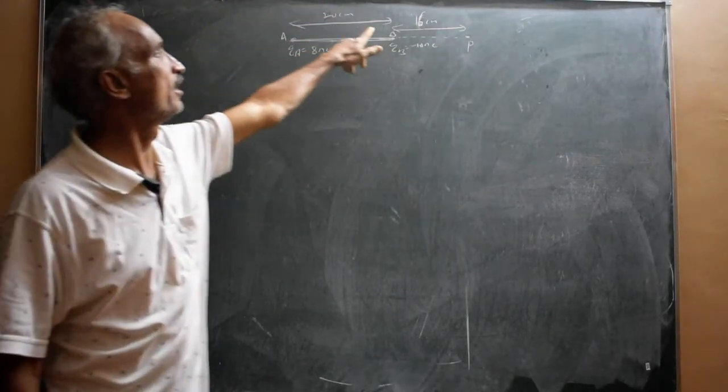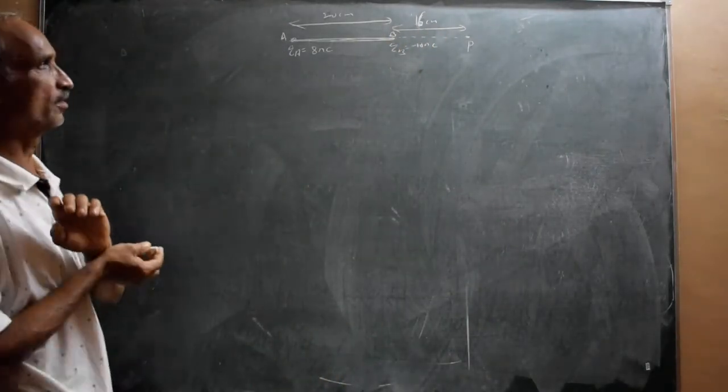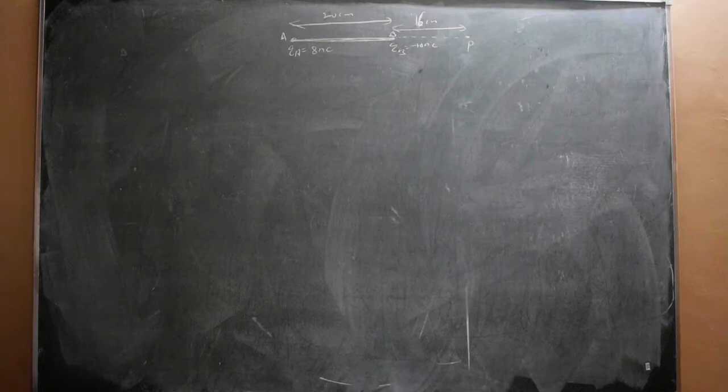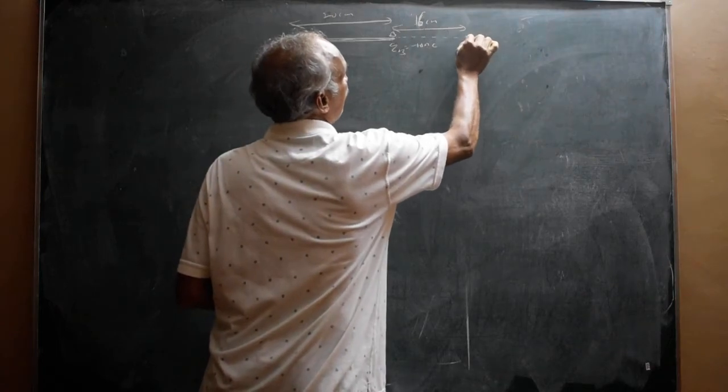Point P is at a distance of 16 centimeters from the charge B, given in the problem. All this information is given in the problem. Now, let us work it out. Let us first of all identify the direction of the field.